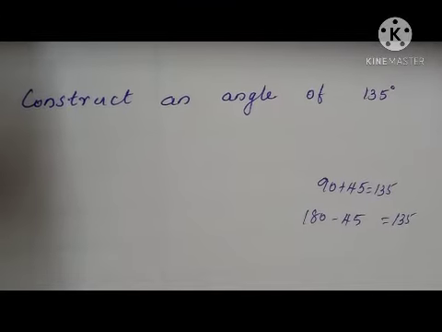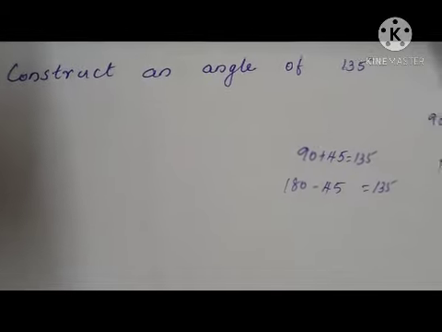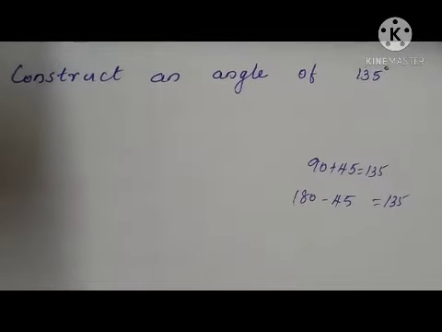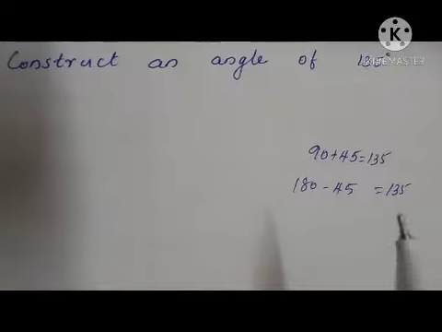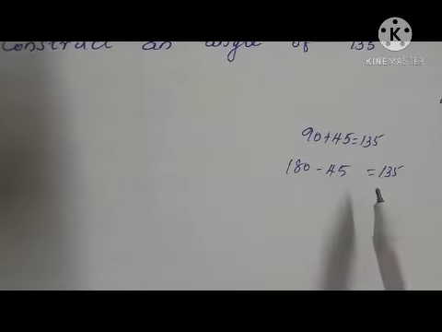Question is, construct an angle of 135 degree. How we will get 135 degree? 90 plus 45 or 180 minus 45. Here in the notes I will give 90 plus 45 method. But here I will show how to do this 180 minus 45.